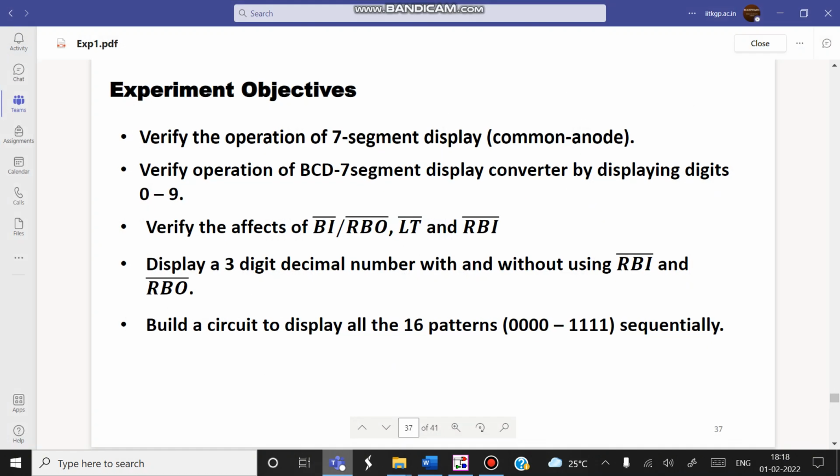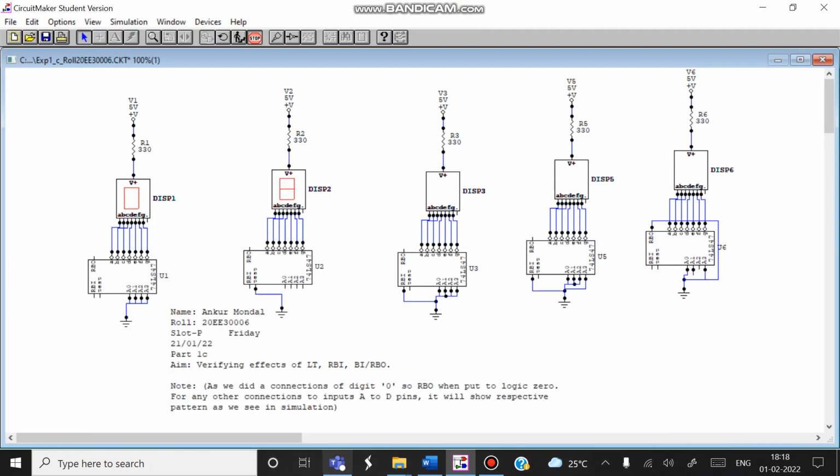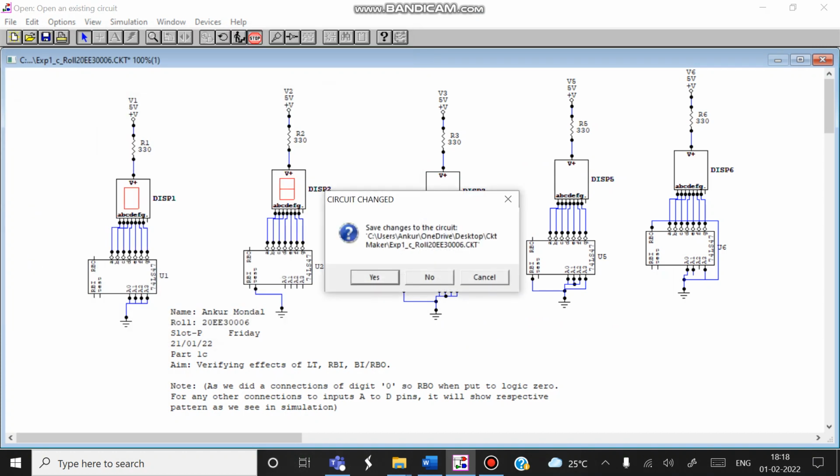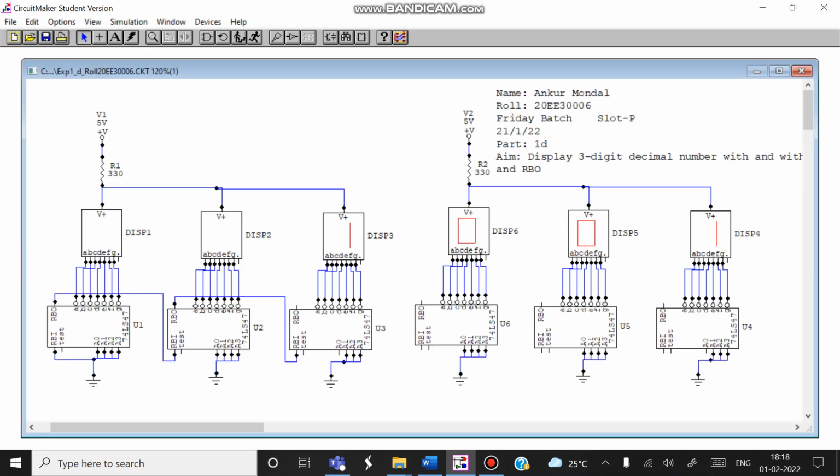The next part was to display a 3-digit decimal number with and without using RBI and RBO. Here in the first one, I have used RBI and RBO to hide the leading zeros. In the second circuit, I have not used them. Here there are no connections yet, so I will run this whole simulation.